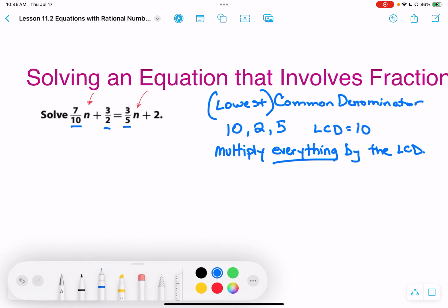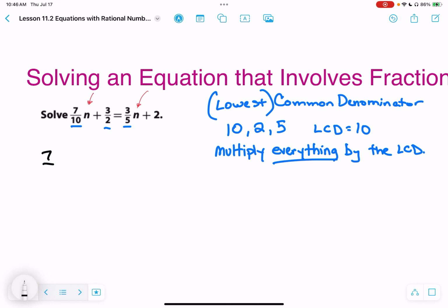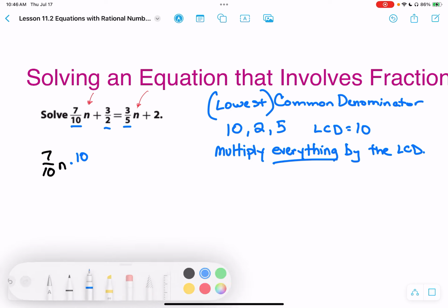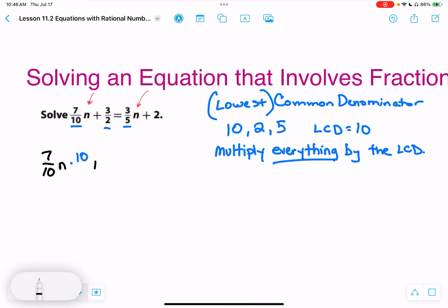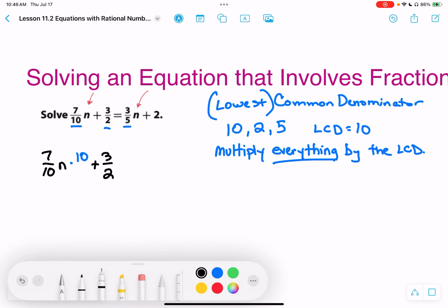Okay, so what does that look like? Well, the first thing I had in the problem was 7/10. That gets multiplied by 10, plus. The next thing was 3/2. That gets multiplied by 10.